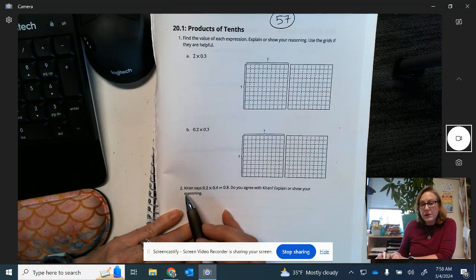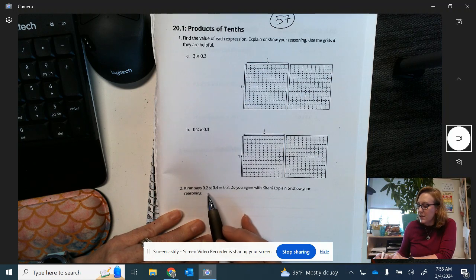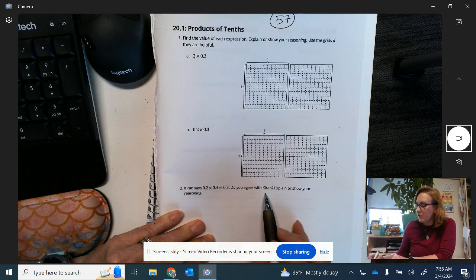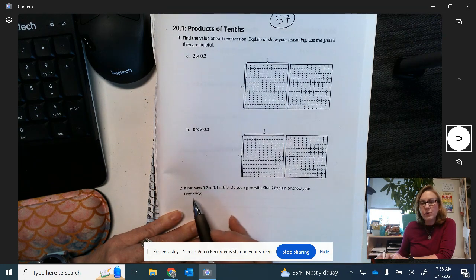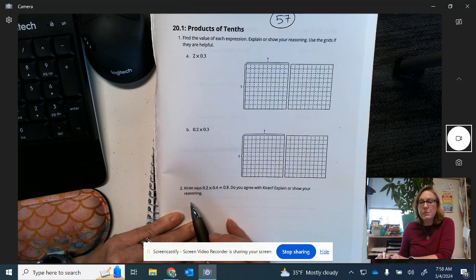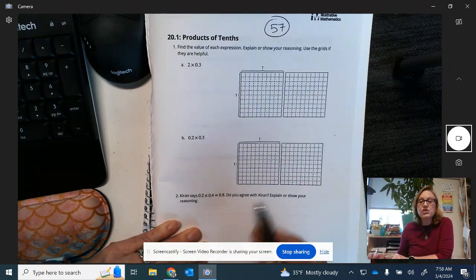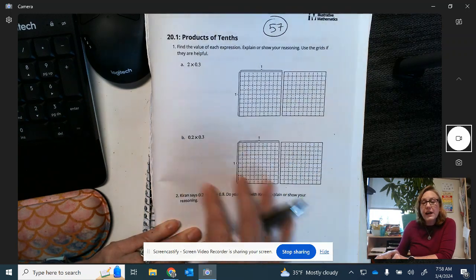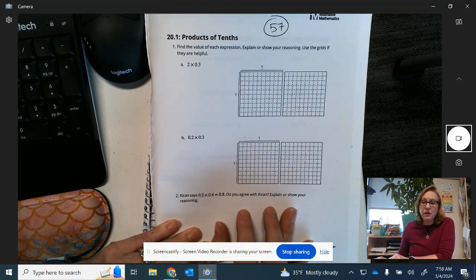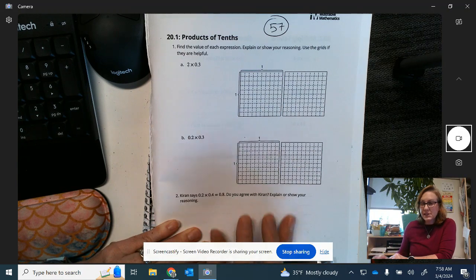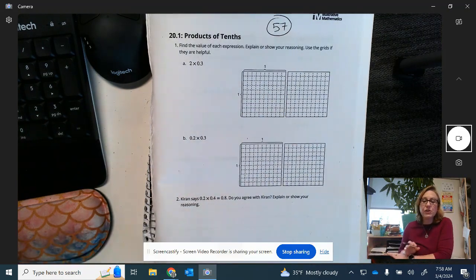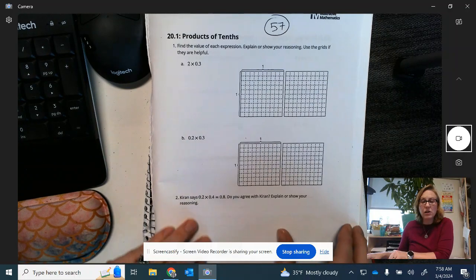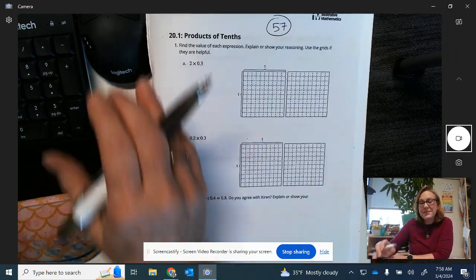Then you've got this problem down here. Kieran says 2/10 times 4/10 equals 8/10. Do you agree with Kieran? Explain or show your reasoning. So it's either a yes, I agree, or no, I don't agree, but then you have to explain why or how you know. You're going to start by spending a couple of minutes looking at this and trying to figure it out on your own. And then you're going to have some partner work time. Then your guest teacher will pull you together and have you share your thinking as a class. And then I'll introduce the next part.